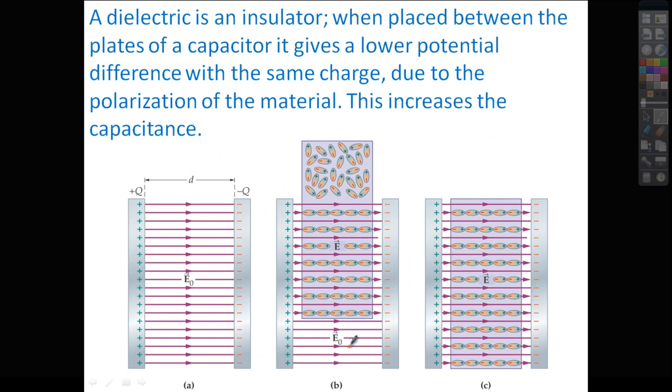Now some more about dielectrics. Dielectric is an insulator. When placed between the plates of a capacitor, it gives a lower potential difference with the same charge due to the polarization of the material. Polarization means positive, negative. It's got two poles. And this increases the capacitance. So if we put a dielectric in between two charged plates, we're going to increase the capacitance that it can hold. Here's the dielectric. It's an insulator. It's got its molecules all wonky over here. But as we put them in the electric field, they line up with the electric field.